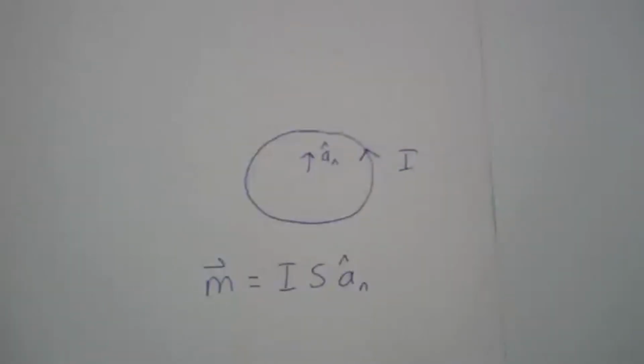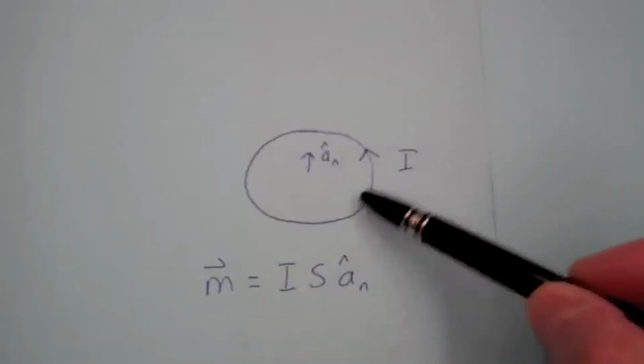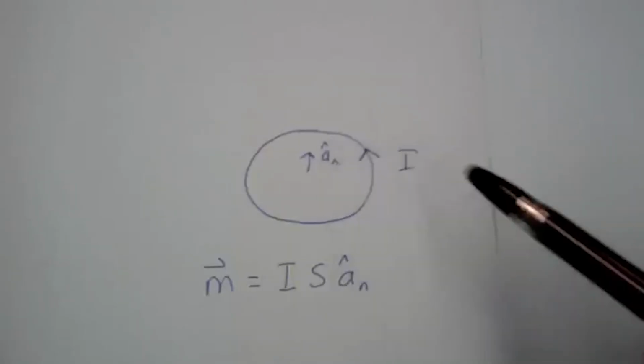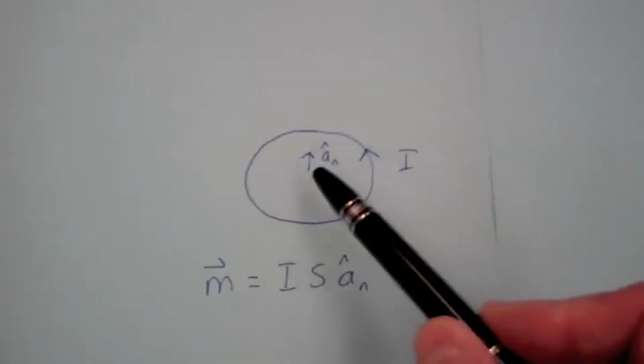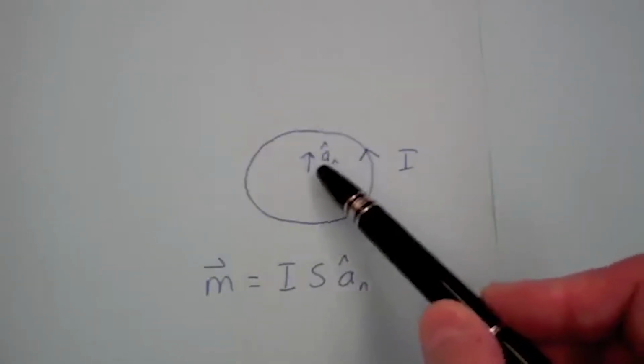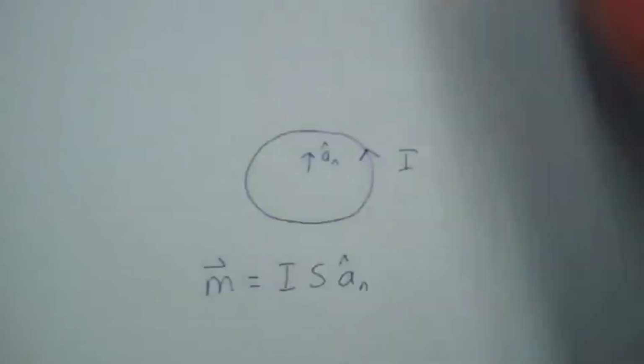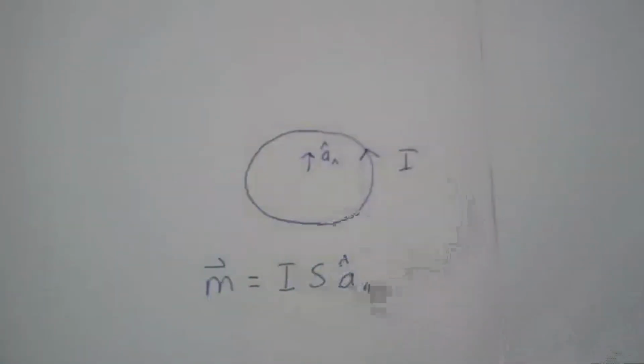I'm going to demonstrate a simple motor. If we have a loop of current, we define a magnetic dipole moment as the product of that current, the cross-sectional area of the loop that the current is going around, and we give it a direction. The direction is defined by this unit normal to the loop, where if you put the fingers of your right hand in the direction the current is going, your thumb will point in the direction of this unit normal.